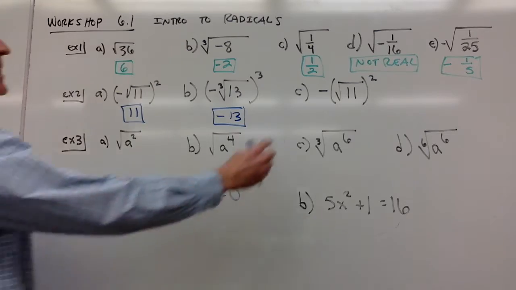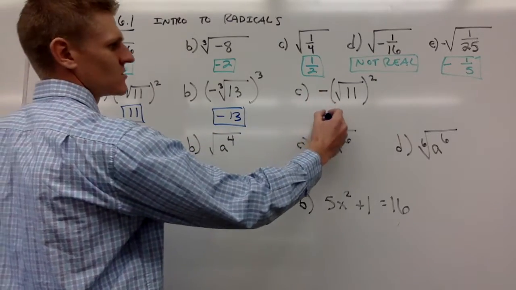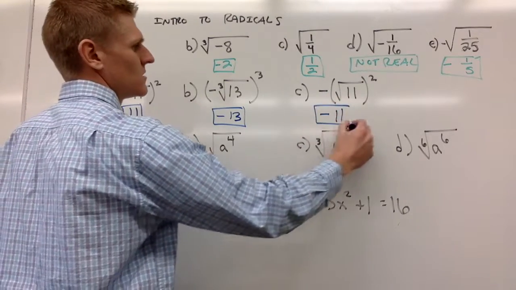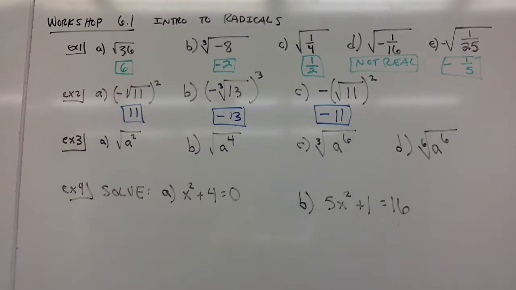Notice in C, the negative is outside the parentheses, so we leave the negative, squaring only the square root of 11, which gives us a negative 11 for our final answer. So there's how you're attacking and approaching those first two examples.